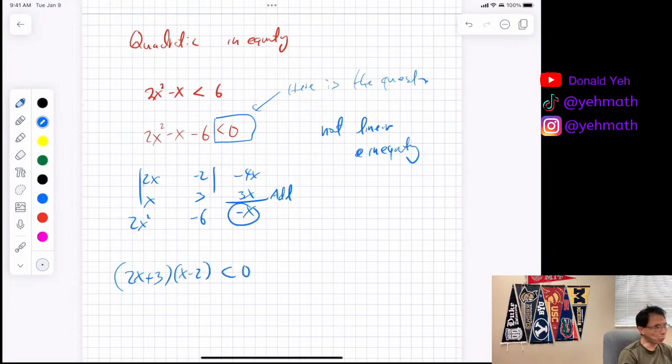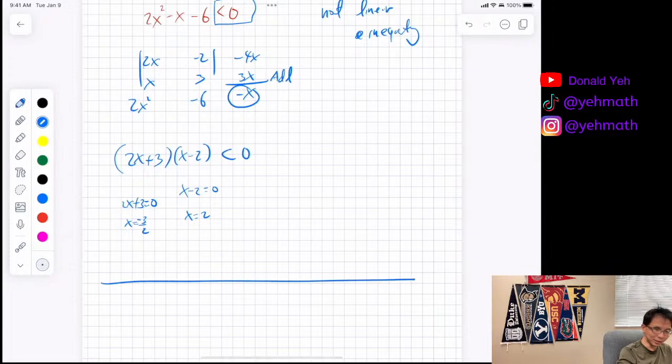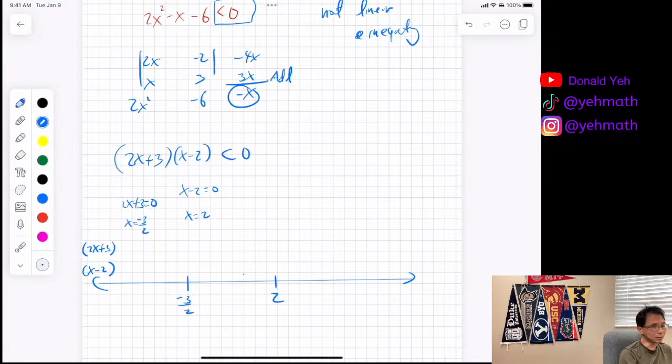Now, the way to solve it is not to say this factor is less than 0, this factor is less than 0. Actually, that's exactly the wrong way to do it. You actually have to find endpoints. Set each factor equal to 0 first: 2x plus 3 equals 0 gives x equal to negative 3/2, and x minus 2 equals 0 gives x equal to 2. Now I'm going to draw a number line. I'm going to have negative 3/2 and 2. I'm going to write 2x plus 3 and x minus 2 right next to it, because those factors are next to each other.